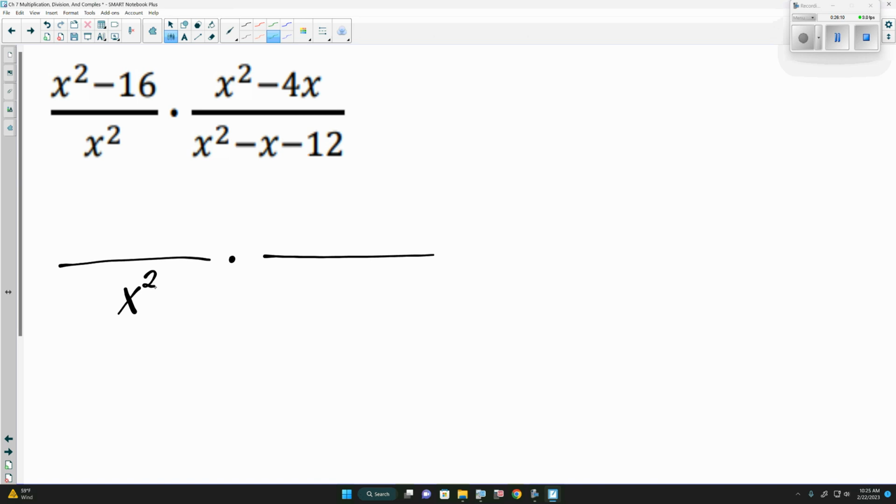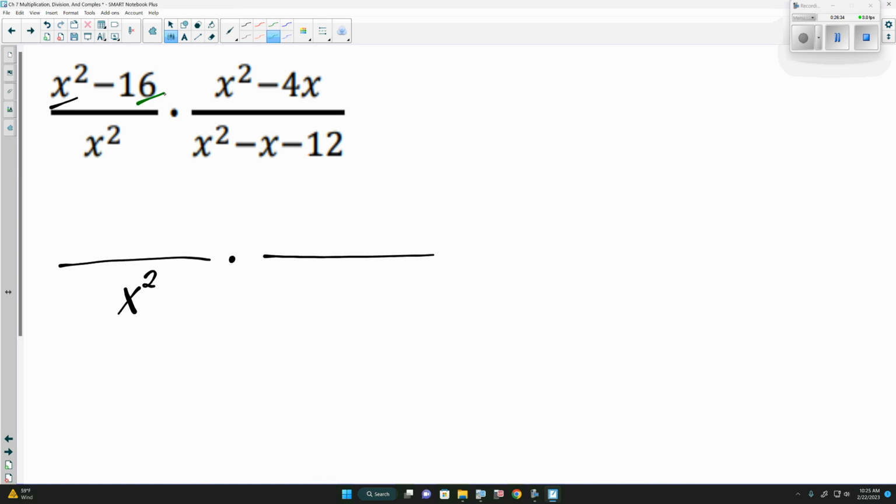X squared minus 16. We can do it next. Now, there's only 2 terms. There is no greatest common factor because there's not something that goes into both x squared and 16. But x squared and 16 are both perfect squares. X squared is x and x. 16 is, not quite, 8 times 8 is 64.